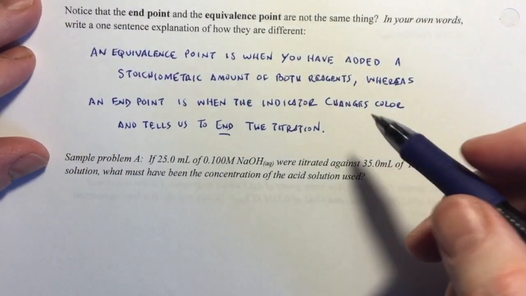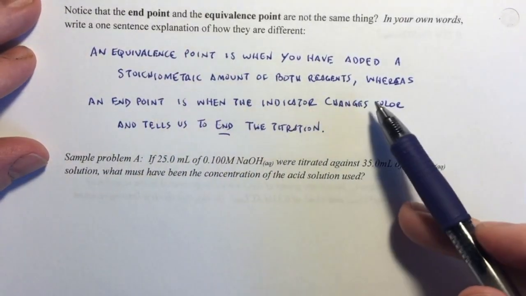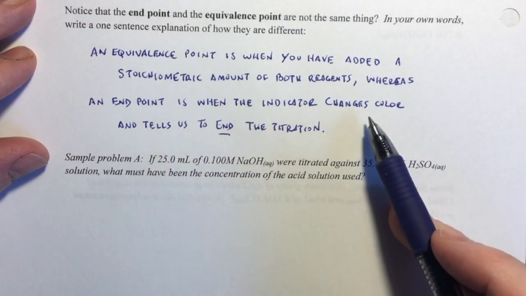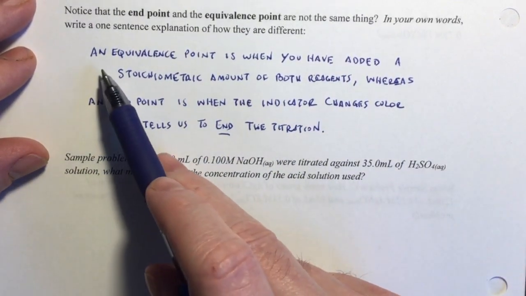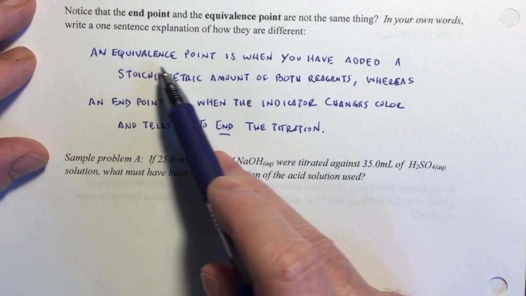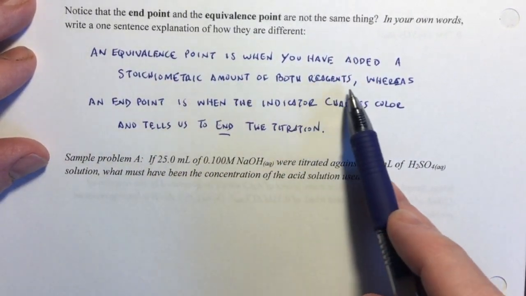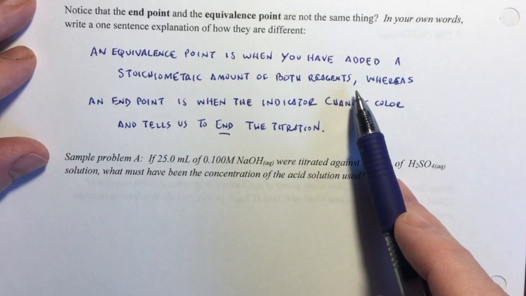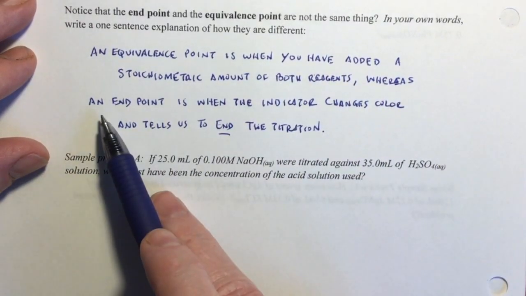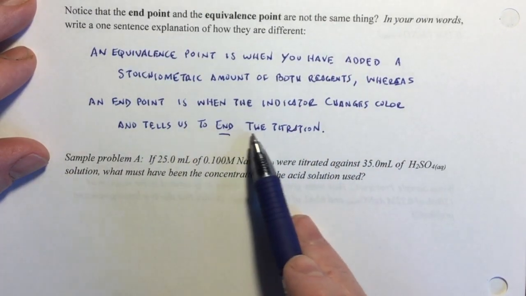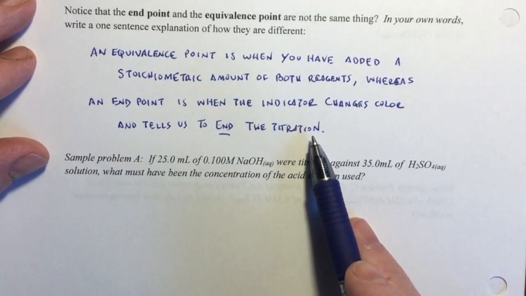Okay, coming back from pausing the video, you can see the sentence that I've written here to explain the difference. Hopefully yours says something similar to this. So what I've said here is an equivalence point is when you have added a stoichiometric amount of both reagents, whereas an endpoint is when the indicator changes color and tells us to end the titration.